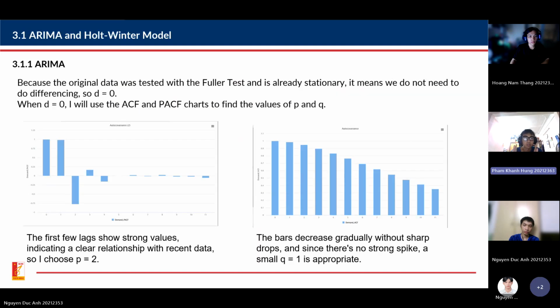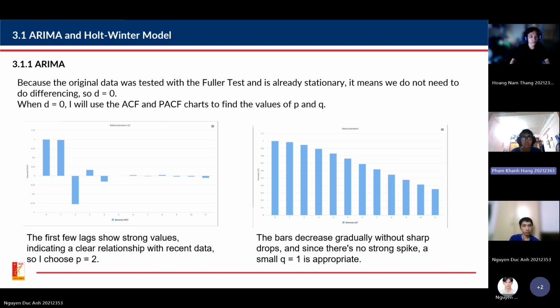First one is using ARIMA for forecasting. To use ARIMA, we need to make sure that the data is stationary. As you know, we have the ADF Fuller test, and we have the result here. That means this data is already stationary, so we don't need to do differencing. So I will assume that d equals 0.